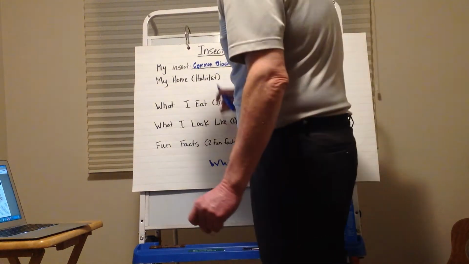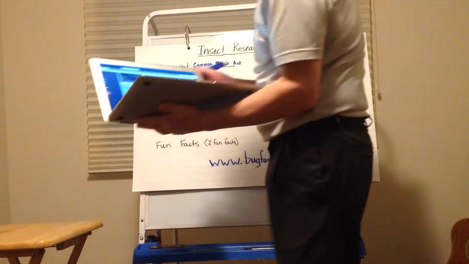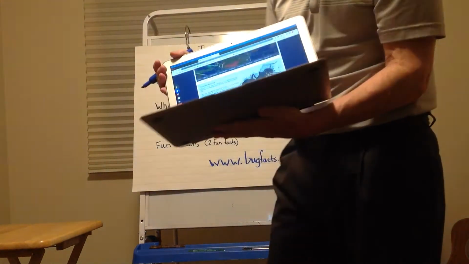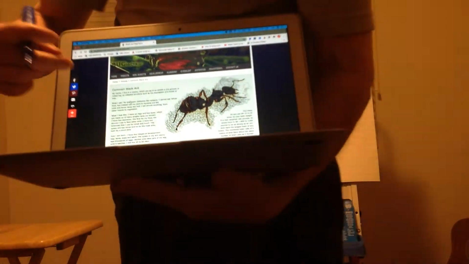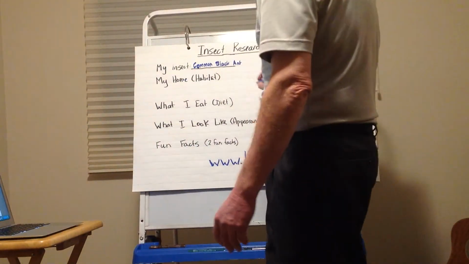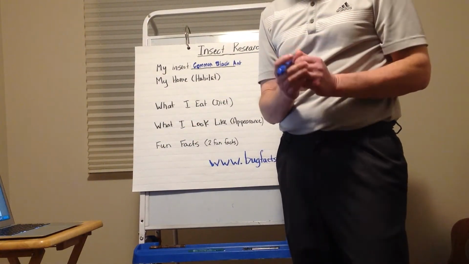Okay, so when I'm looking at the research here, or when I'm trying to get facts for my home, what I eat, what I look like, and fun facts, I'm going to read the information here, and I'm going to do what's called jot notes. Okay? I'm not going to write whole sentences. Let me repeat that. Do not write whole entire sentences here. You're just going to do jot notes. Okay? Now you haven't done that before.